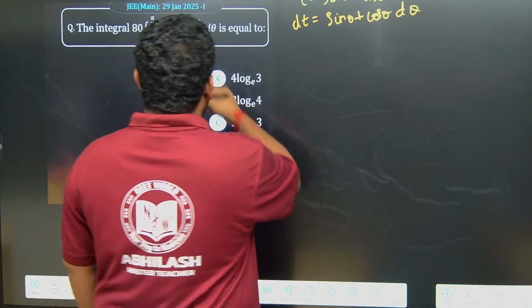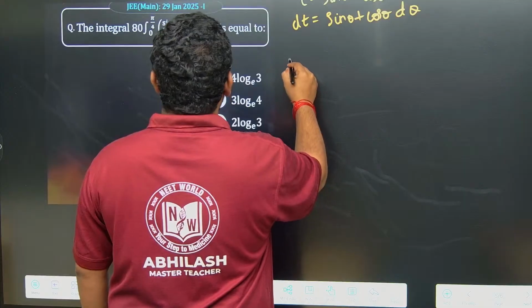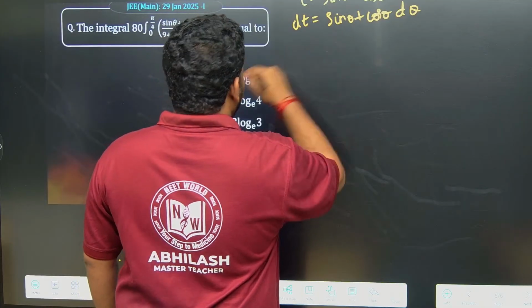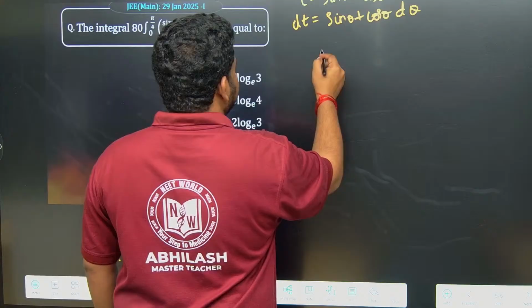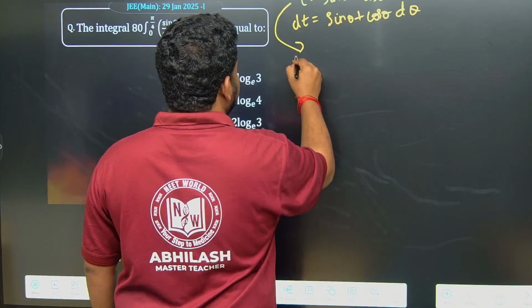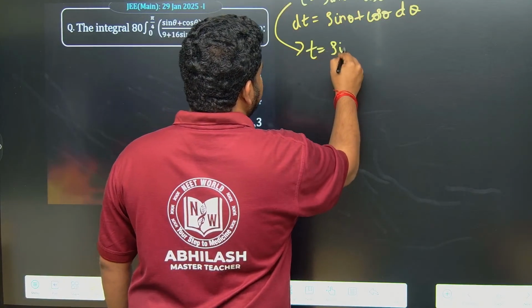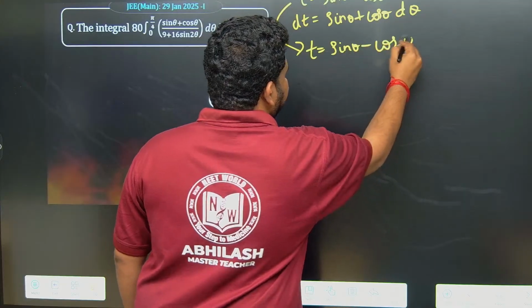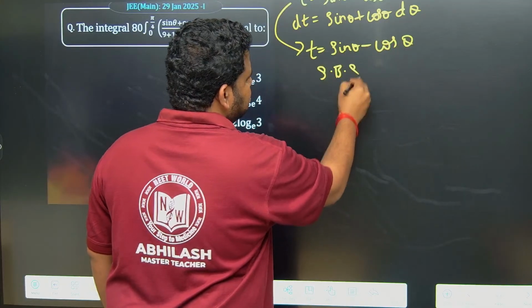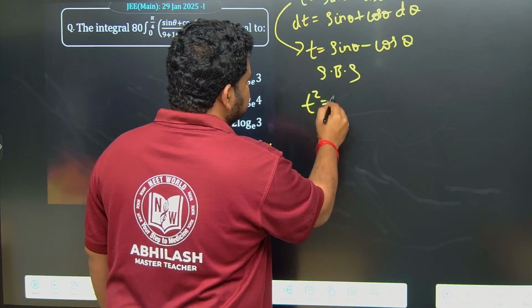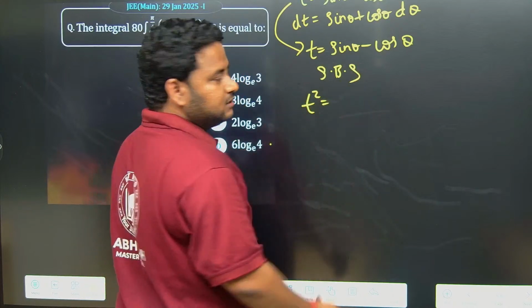Now, if I put this here, what will I get? Next, one more thing I have to do: t is taken as sin theta minus cos theta. Now, if I square both sides, what will I get? t square is equal to sin theta minus cos theta whole square. That is nothing but what?